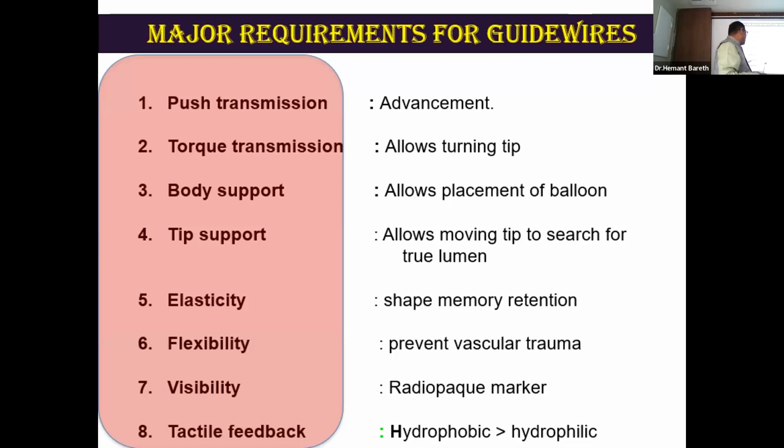Flexibility is of course very important, as I said, because if it is not flexible, then the wire will be stiff. Then if you pass some device or something, it may cause trauma to the vessel. So the wire should be flexible enough to take the shape of the vessel through which it is passed and not make the vessel take its own shape. And I will show you how this happens. If you have a stiff wire, then flexibility is not there, and then what problems you can encounter.